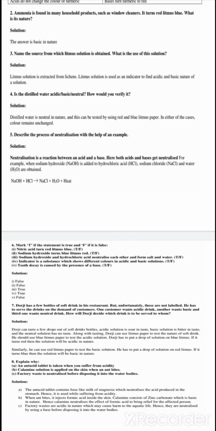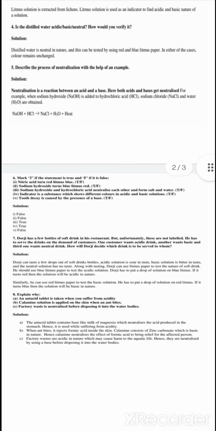For example, sodium hydroxide is a base, NaOH, and when added to hydrochloric acid, that is HCl, it gives sodium chloride, NaCl, which is common salt, and water, H2O. So the example equation is NaOH plus HCl gives NaCl plus H2O, with evolution of heat.